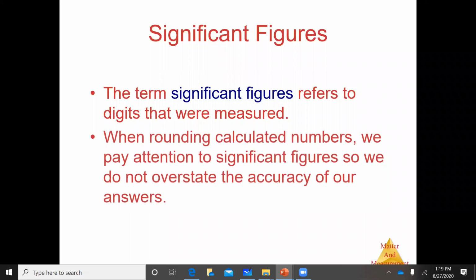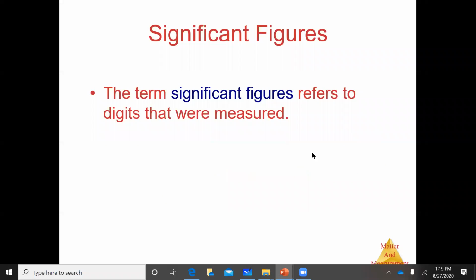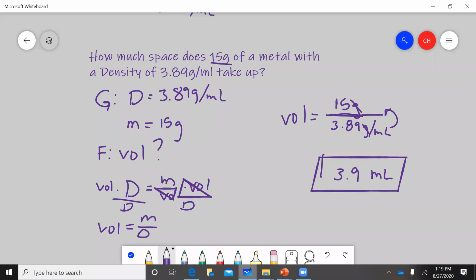When rounding or calculating numbers, we pay attention to significant figures so we do not overstate the accuracy of our answer. So when we were calculating this here, my calculator spewed out this answer originally, which was 3.85604, so on, so on, so on.